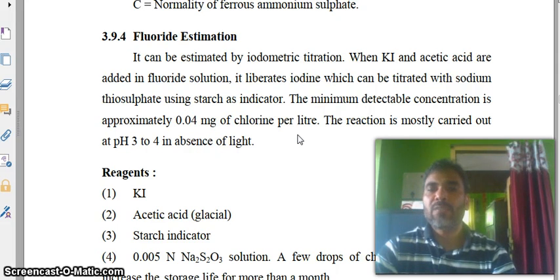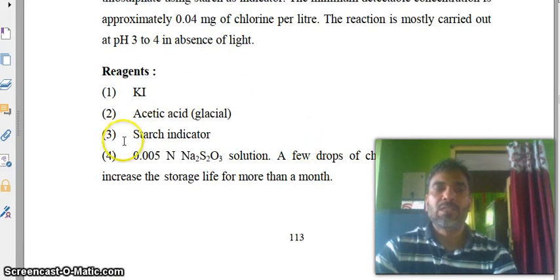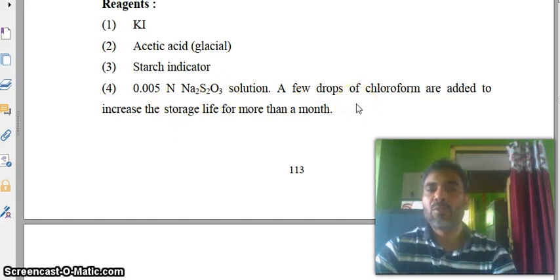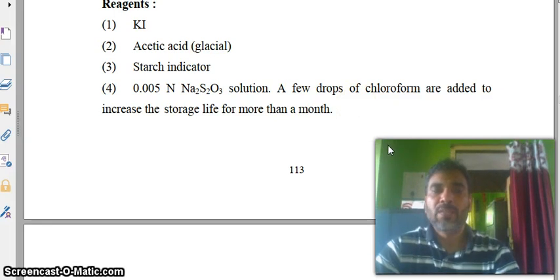The minimum detectable concentration is approximately 0.04 milligram of chlorine per liter. The reaction is mostly carried out at pH 3 to 4 in the absence of light. So the reagents required for the experiment: potassium iodide, glacial acetic acid, a starch indicator, and 0.005 normal sodium thiosulfate solution. A few drops of chloroform are added to increase the storage life to more than a month.